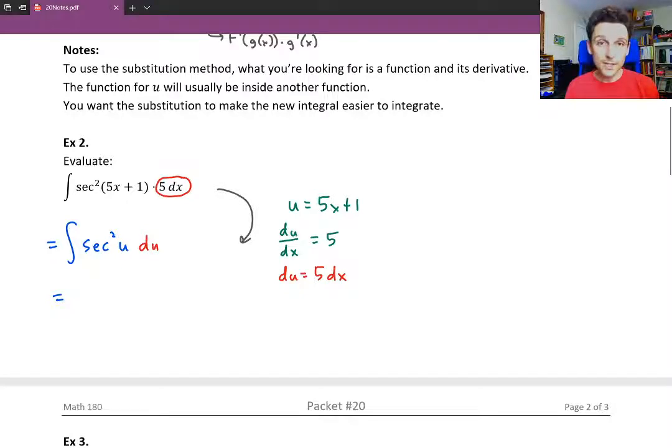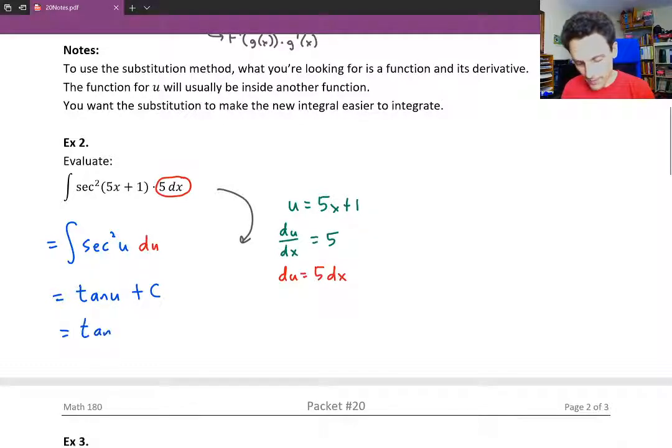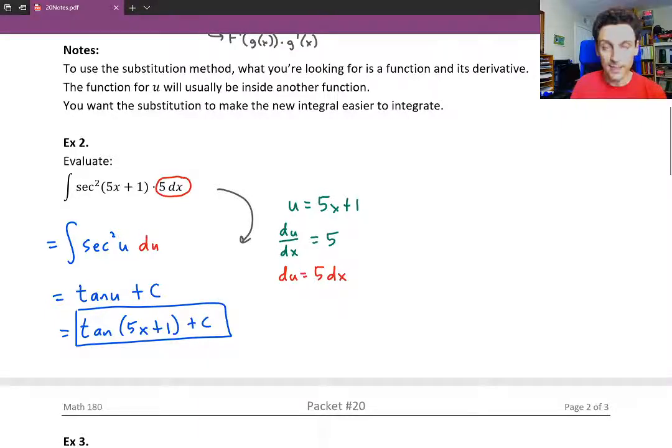This is a much easier integral to handle, a much easier function to find the antiderivative of. The integral of secant squared u would be tangent u, and we'll put our plus c. Then we just have to make sure to go back from u, which was a temporary variable, back into x. This is using that relationship that was set up between u and x.